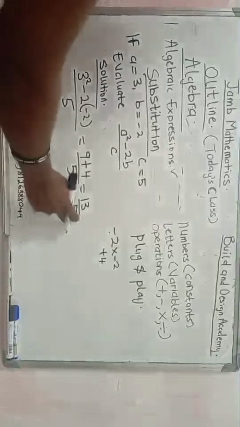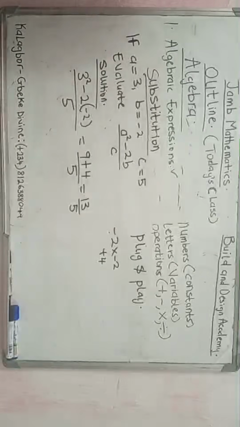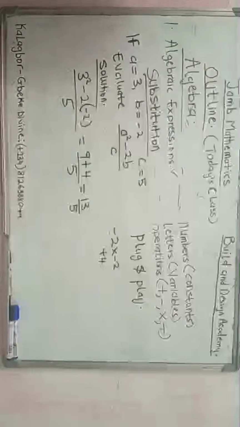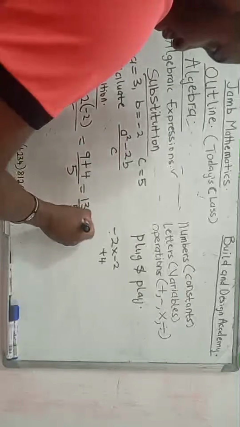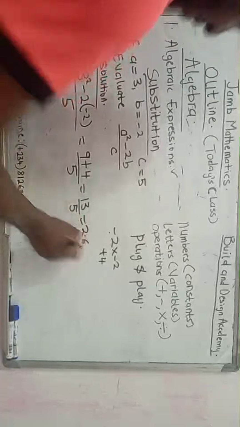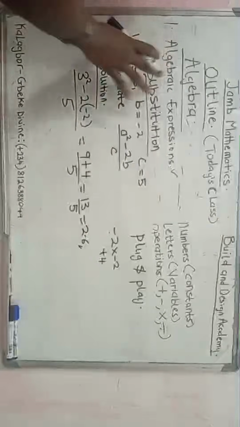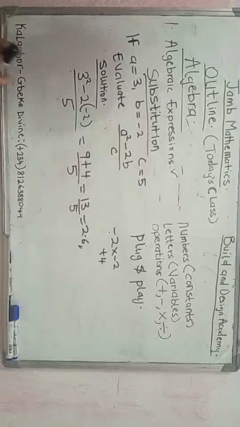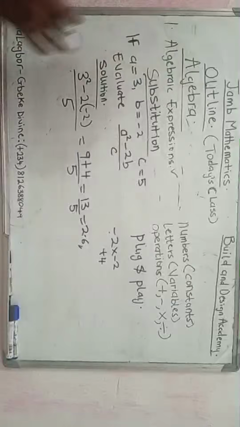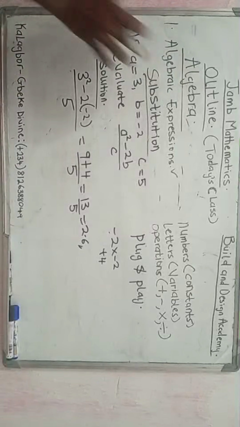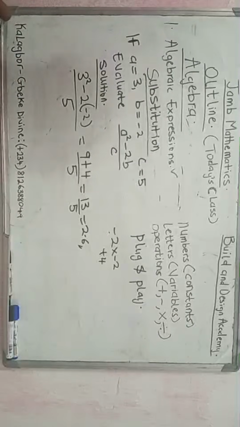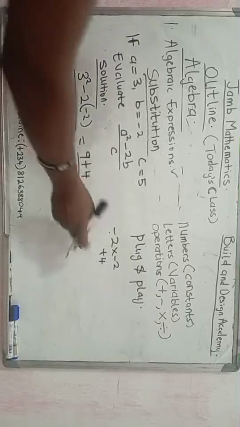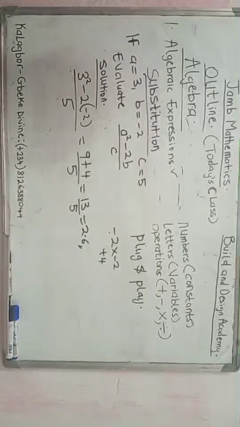So this will be our final answer. If you do 13 divided by 5, you will still get a value, which is 2.6. So we are done with algebraic expression. Under algebraic expression, we looked at factorization, how to factorize algebraic expressions, and now we looked at substitution, how to substitute and get your final answer in a simplified form.